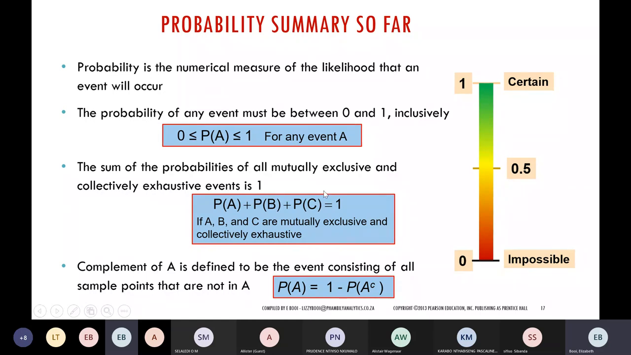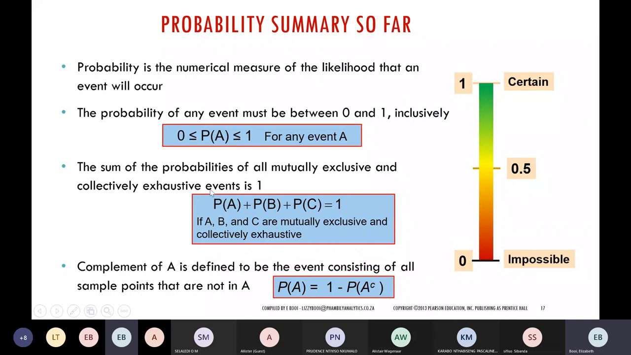0.5. And we said also the sum of all probabilities is equal to 1. And if that is the case, then for a complement event, if we need to find the probability of the complement of A, it will be 1 minus the probability of the other event.